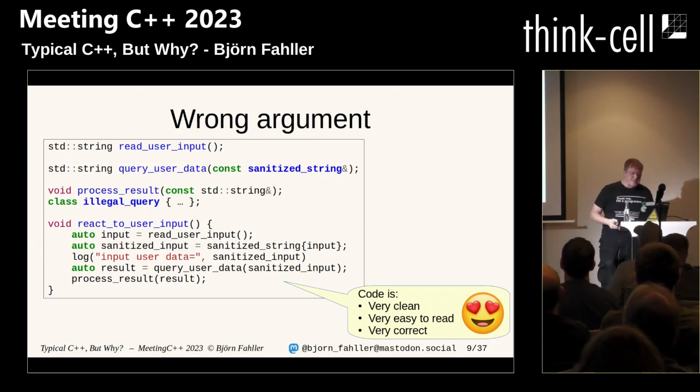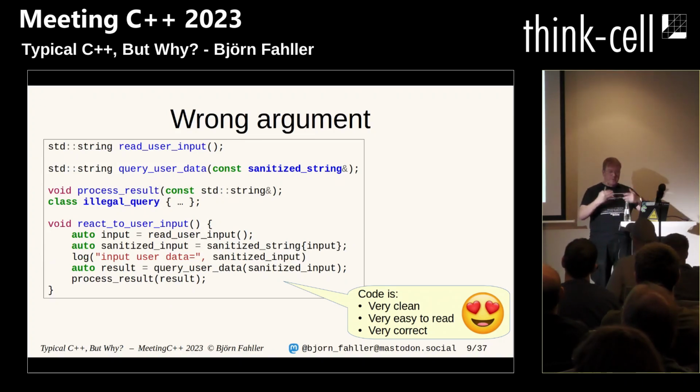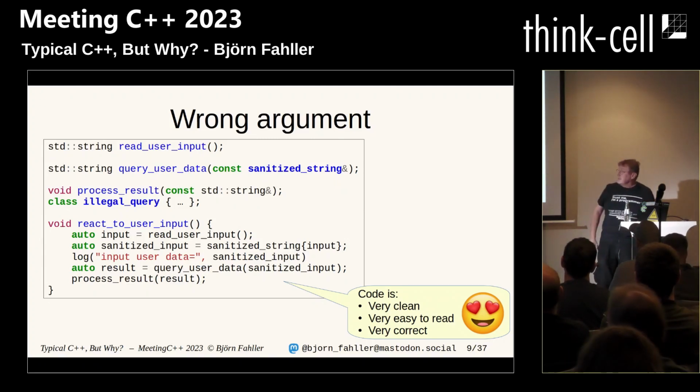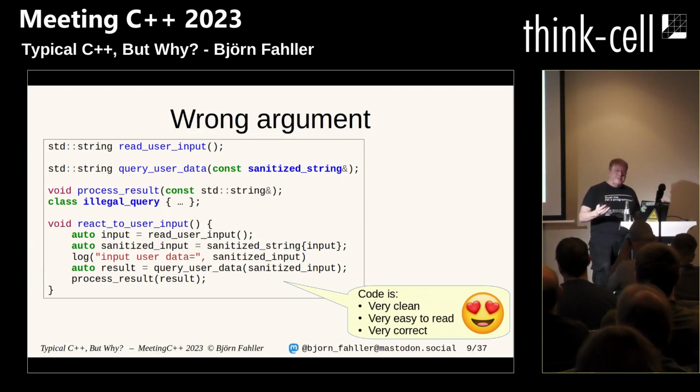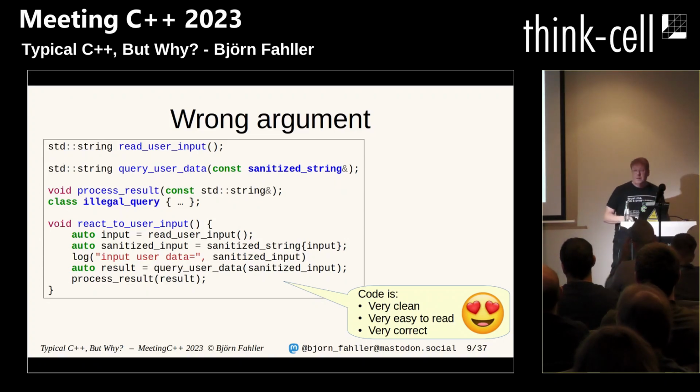So we can write the code like this. We create a sanitized string from the input. This will either work and be safe or throw an exception. We can log the sanitized input, and we can make the query with the sanitized input. And if you accidentally, again, use the unsanitized input in the query, you will get a compilation error. And in my opinion, this is very clean code. It's easy to read, and it's very correct and very difficult actually to get wrong.